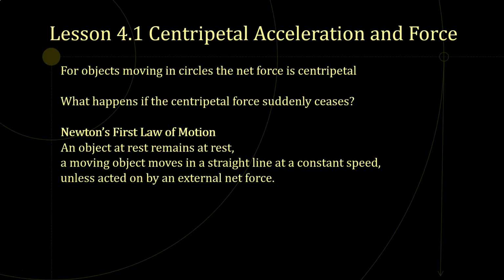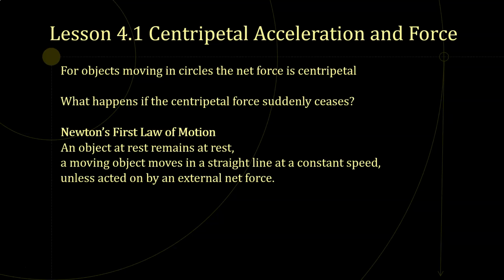Now again, previously we talked a lot about what happens to that speed as the result of an external net force, an object speeding up or slowing down as a result of a force in the line of motion. Now we're talking about what happens when there's a force perpendicular to the line of motion. The object is no longer going to move in a straight line. It's going to change direction.